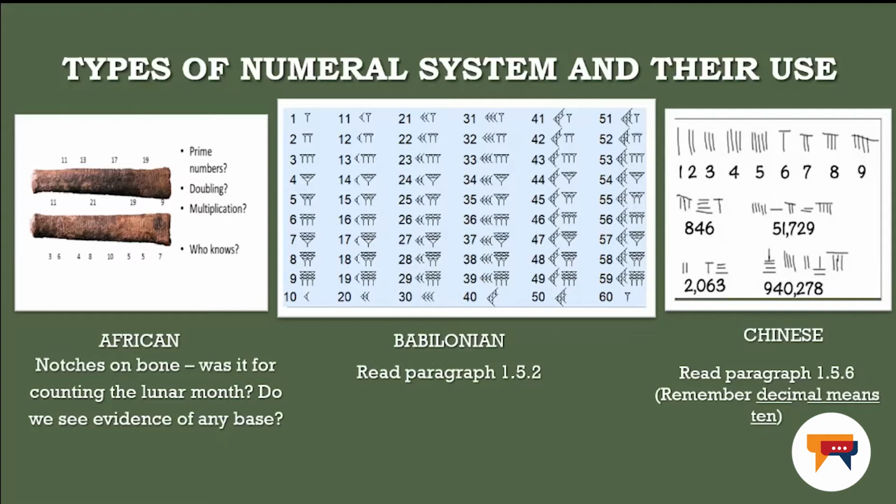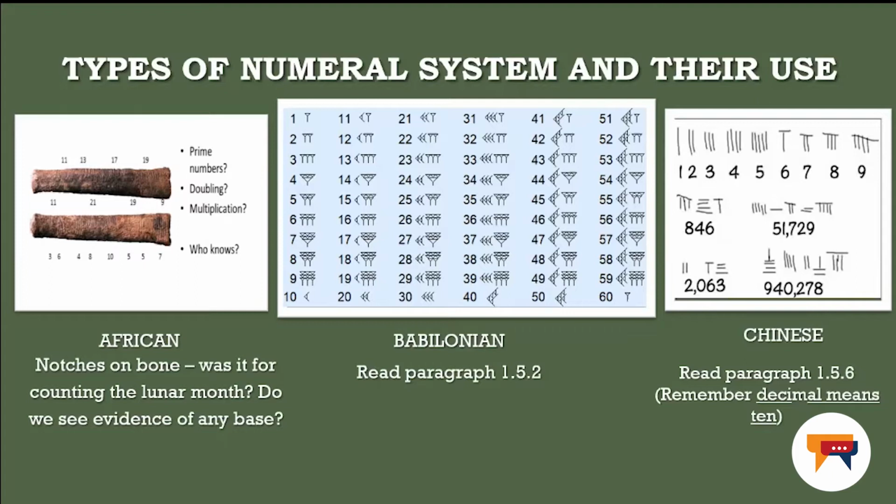Now, if you go down, you will see they go up to 10, and then they start adding the 1. For 11, it is that 10 symbol and the 1. And for the 20, it's 2 10 symbols and 1. And for the 30, it's 3 10 symbols and a 1, and so on. But in the end, the whole lot are in groups of 60. So please read paragraph 1.5.2 to make out what do we have here. Do we have a base 10 or do we have a base 60 number system? You will find the answer there in that paragraph. Now the Chinese, you need to read paragraph 1.5.6.